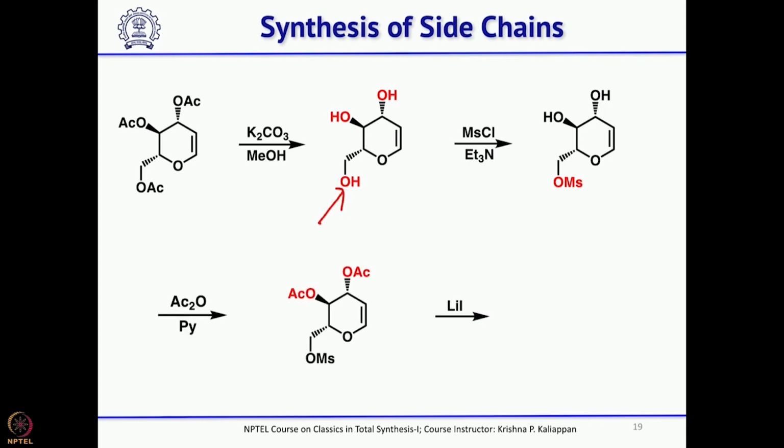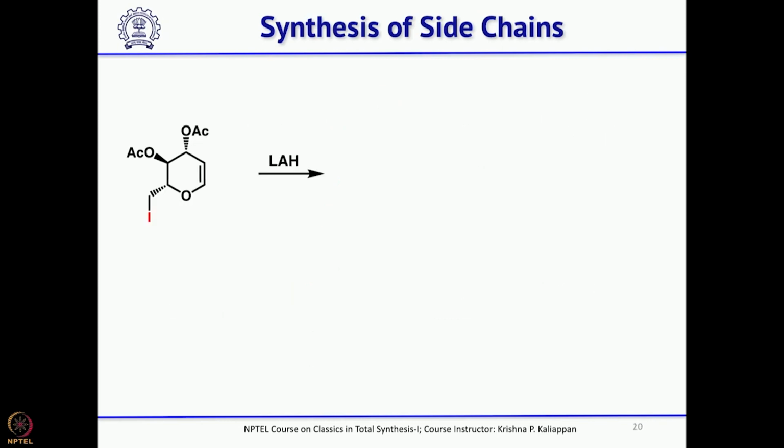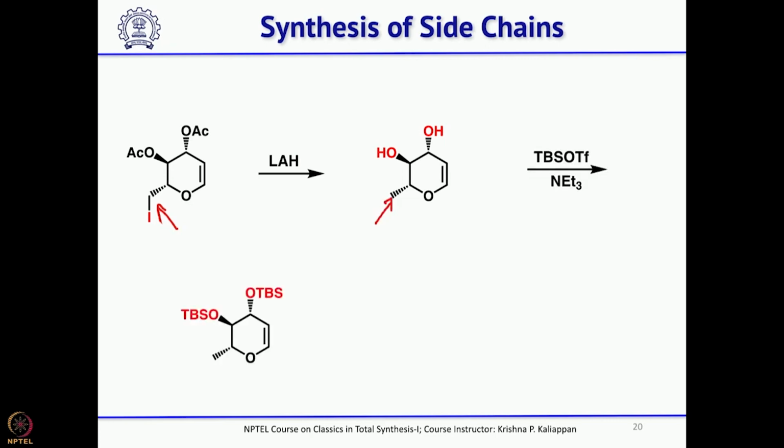The mesylate, upon treatment with lithium iodide, is converted into the corresponding iodide. Now, upon treatment with LiH, this iodide will be displaced by hydride, and the ester also will be reductively removed. So, what you have basically done is, from the D-glucol, the CH2OH is converted into CH3. And both the hydroxyl groups were protected as TBS ethers.